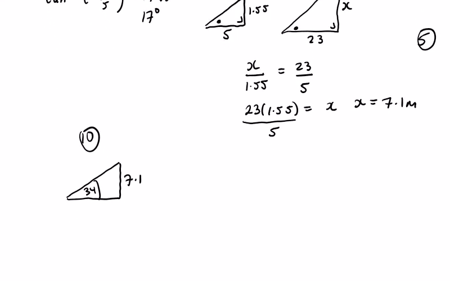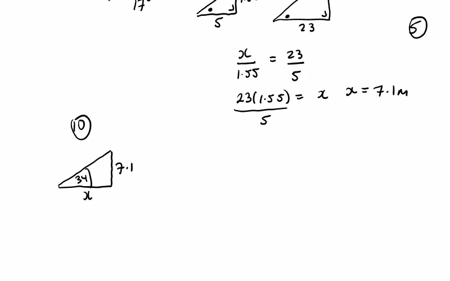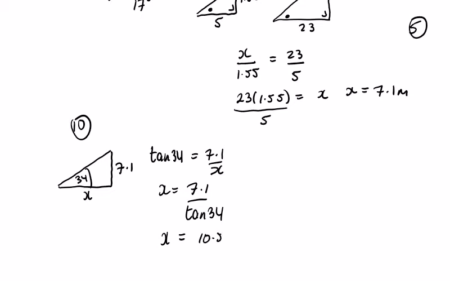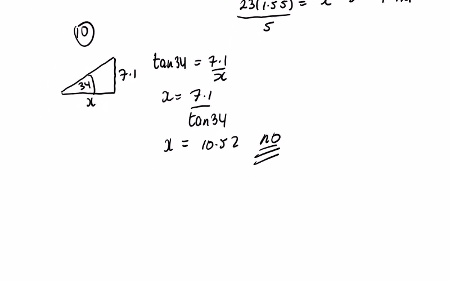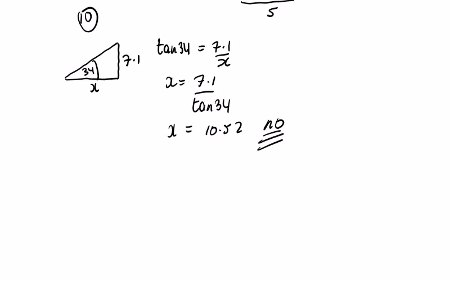Let's have a look. Again, we're dealing with tan. The tan of 34 is equal to 7.1 over x. So x is equal to 7.1 divided by the tan of 34. And if we type that into a calculator, we're going to get 10.52. So no is the answer. It doesn't, because we were at 18. 9 would have been the answer if there was a relationship between the distance and the angle.